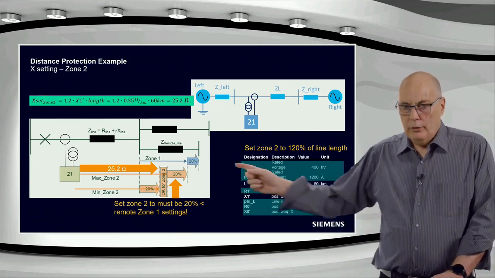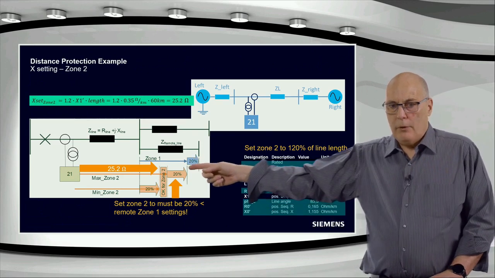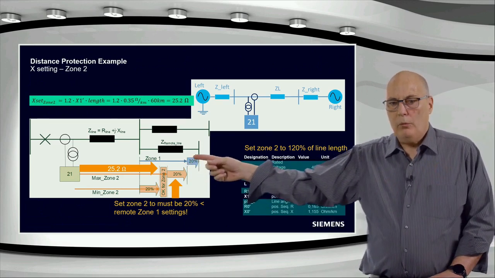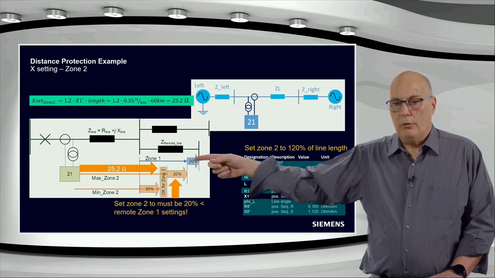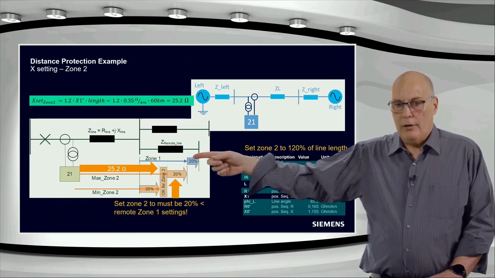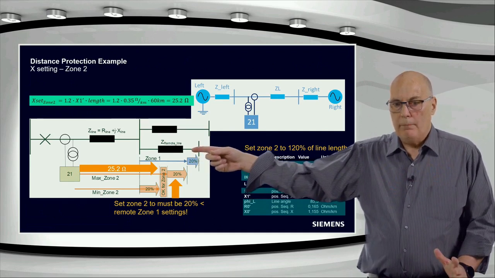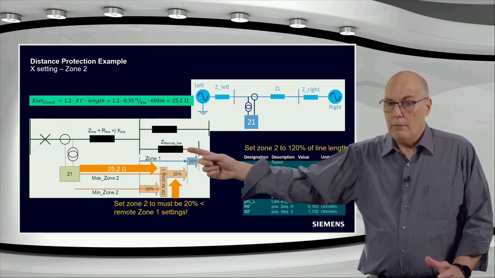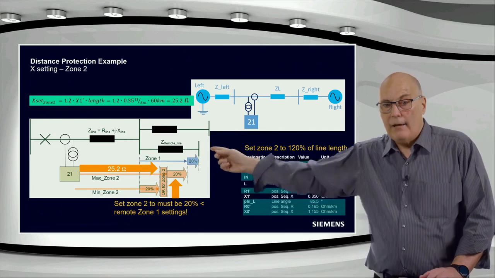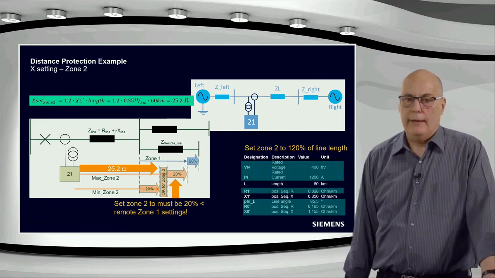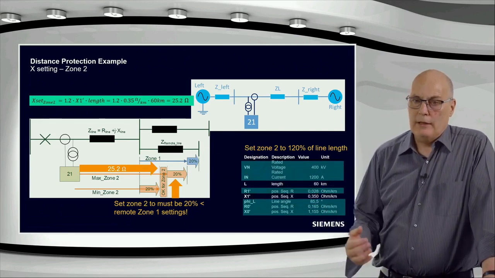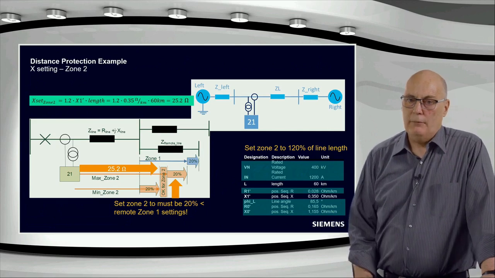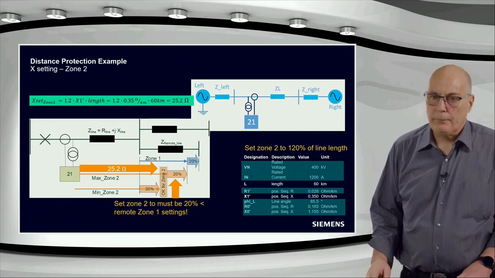Our zone 2 may not pass this point. What will happen if our zone 2 picks up for a fault over here? Then we will run our zone 2 time, and this zone 1 will not trip. So the zone 2 on this feeder and our zone 2 will probably trip simultaneously, and we get a loss of selectivity, or a bad grading condition.